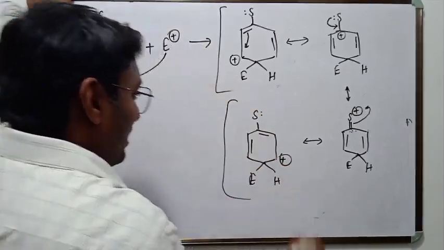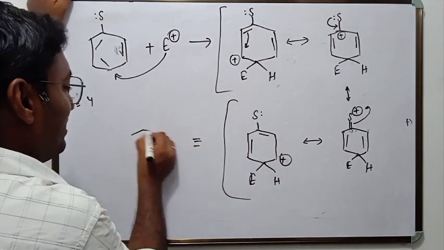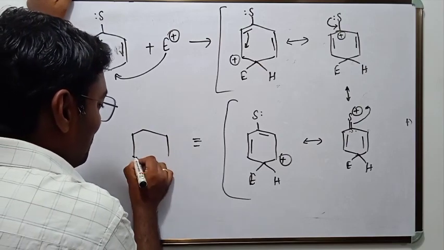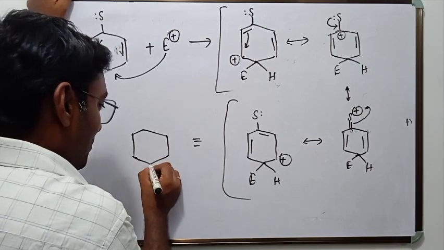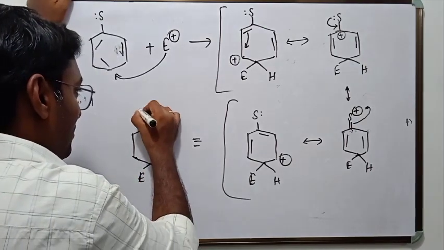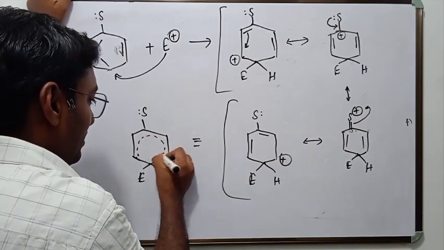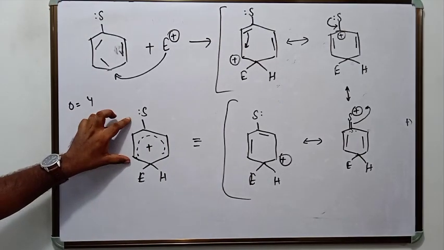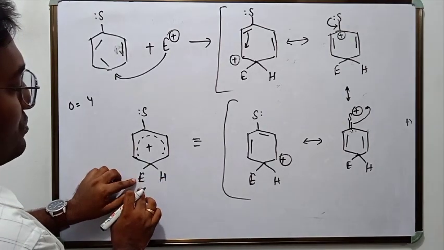So any other structures possible? No. We are going to draw the resonance hybrid of the carbocation when para attack takes place. Everywhere except that position. Now look at this. This is the resonance hybrid of the carbocation when the electrophile attacks at the para position.